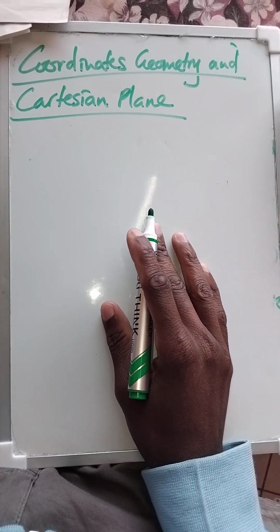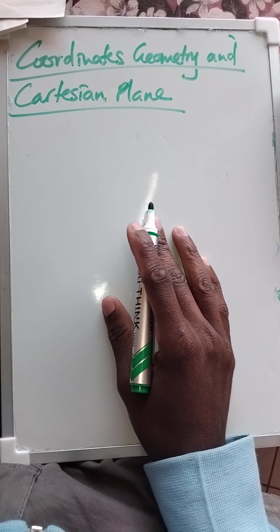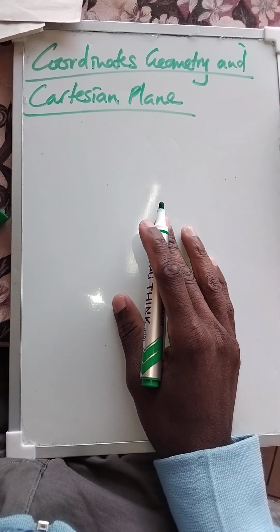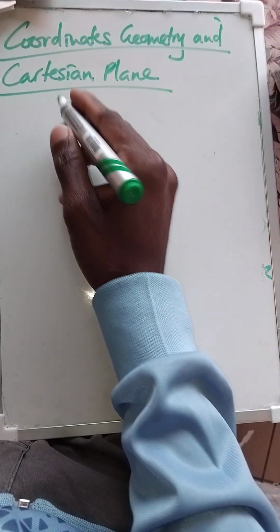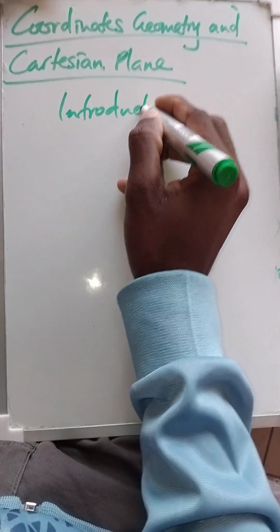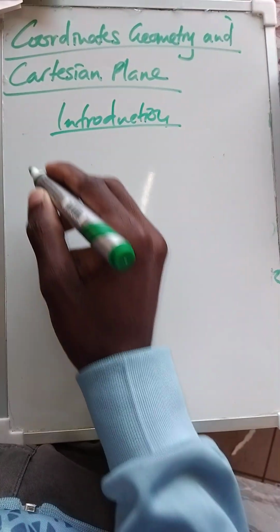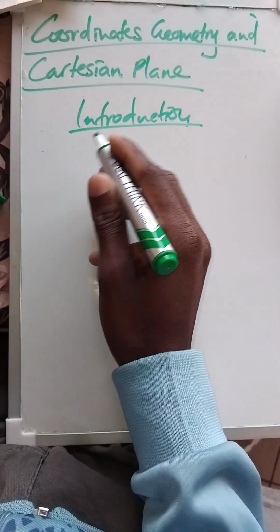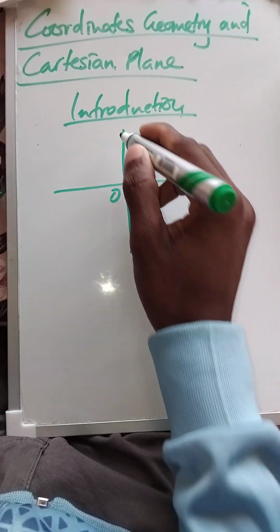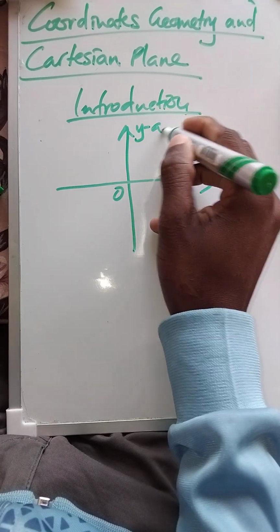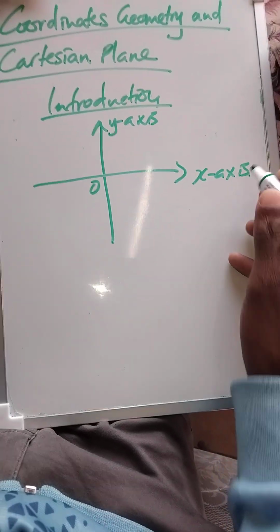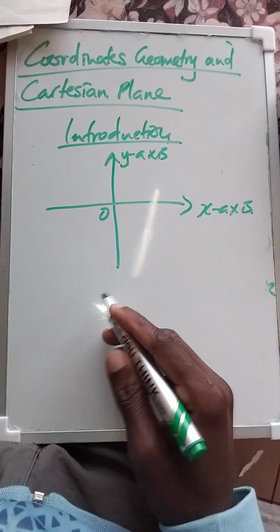We want to do coordinates, geometry, and the Cartesian plane. So first thing, introduction. Number one, Cartesian plane. What is the Cartesian plane? This is the Cartesian plane, with origin 0, the x-axis and the y-axis. So this is the Cartesian plane.